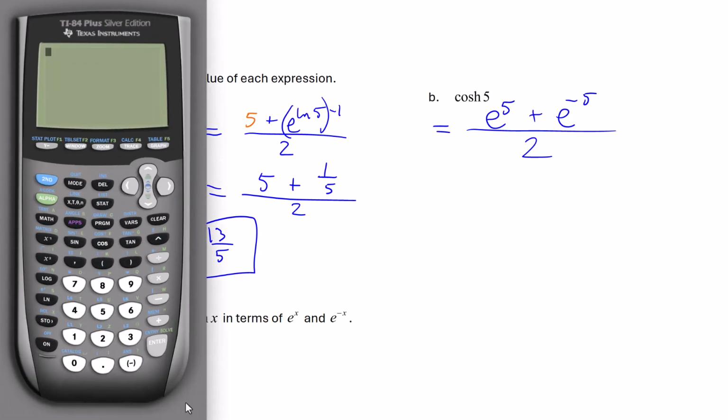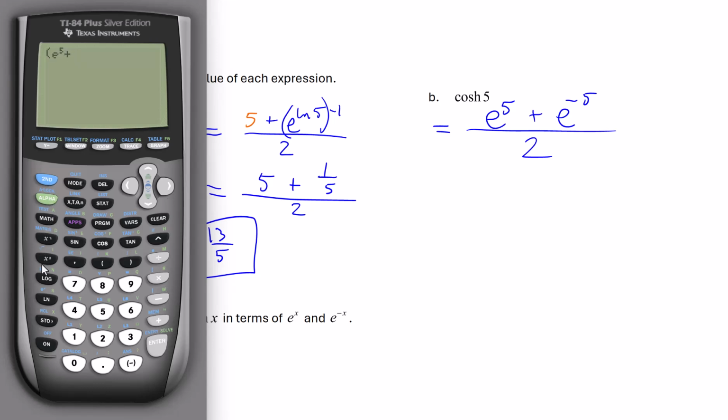So take out your graphing calculator. I'm using a TI-84 Plus here, and we're simply going to punch this expression in. Now be careful with that as always. So our numerator has to be in parentheses, and in our numerator, type in e to the x, but instead of x, we're going to put 5 because we have e to the 5th as our first term. Then we have plus, and then it is e to the negative 5.